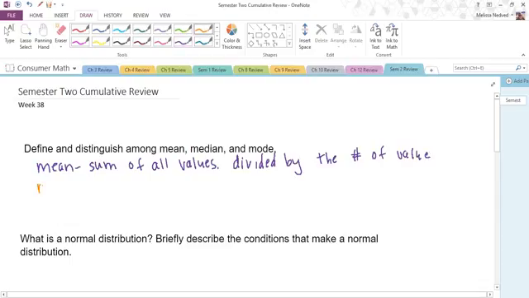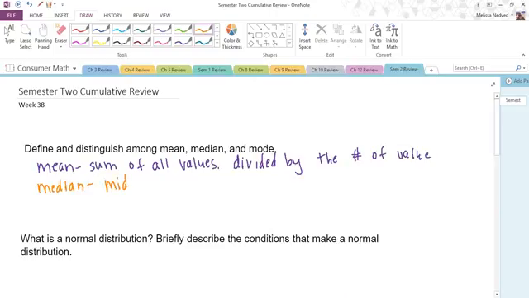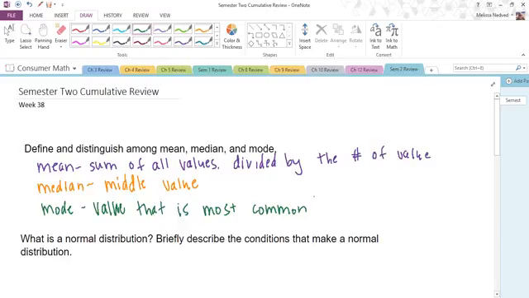Your median is going to be the number that is in the middle of your data set when your numbers are listed in either descending or ascending order. So median is just your middle value. And lastly, your mode is the value that is most common in your data set. And as a reminder, you can have no mode, one mode, or multiple modes. If you have one number that occurs 3 different times, or you have 2 numbers that occur 3 times, then you'd have 2 different modes.